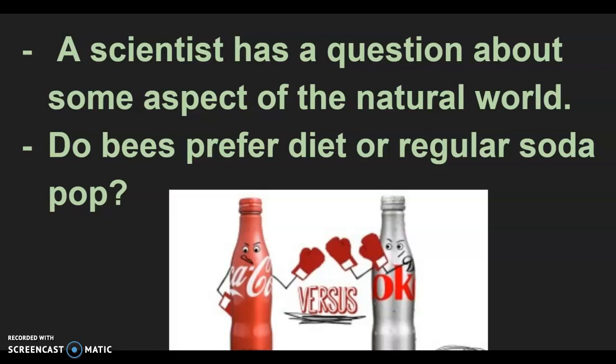But the example that I gave you on the pretest is, do bees prefer diet or regular soda? So do they like diet pop? Do they like diet Coke?